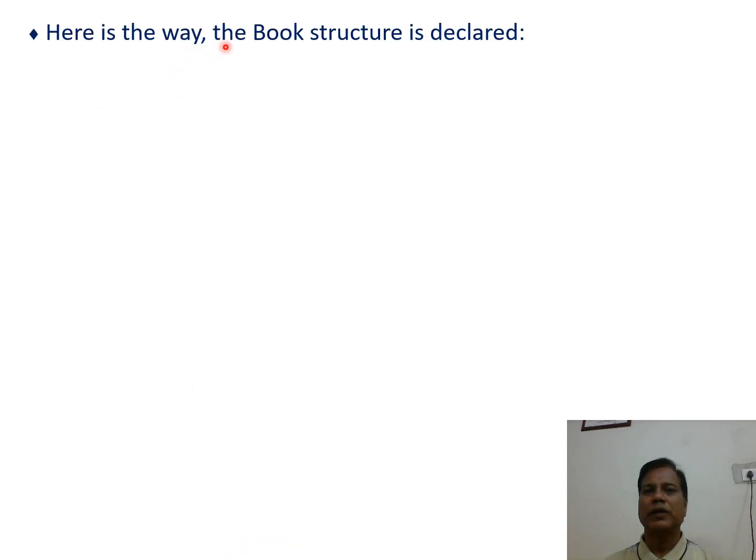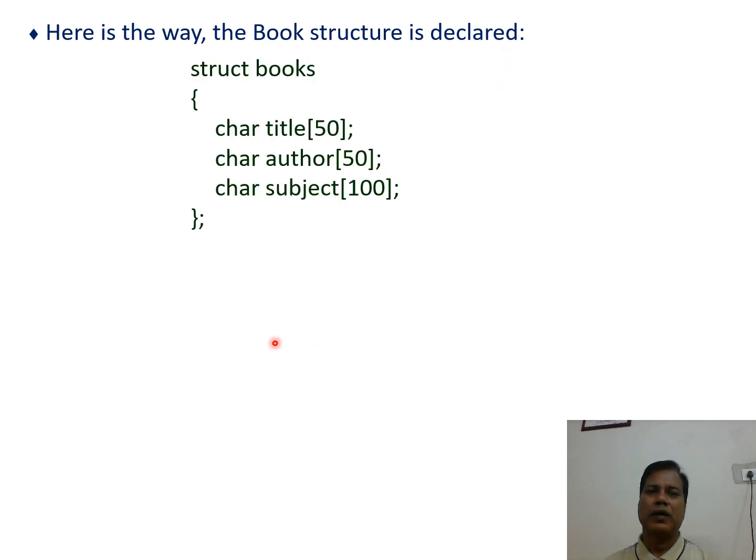Here is the way the book structure is declared. This is a book structure. Using this book structure, we can store title of the book, author of the book, and subject of the book with a common variable name.